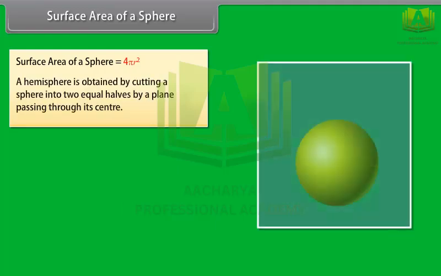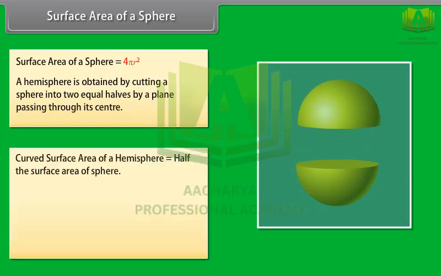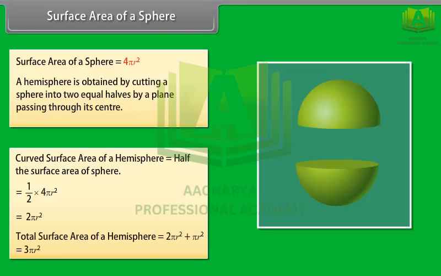A hemisphere is obtained by cutting a sphere into two equal halves by a plane passing through its center. Curved surface area of a hemisphere is equal to half the surface area of the sphere. That is equal to 2 pi r square. Total surface area of a hemisphere is equal to 3 pi r square.